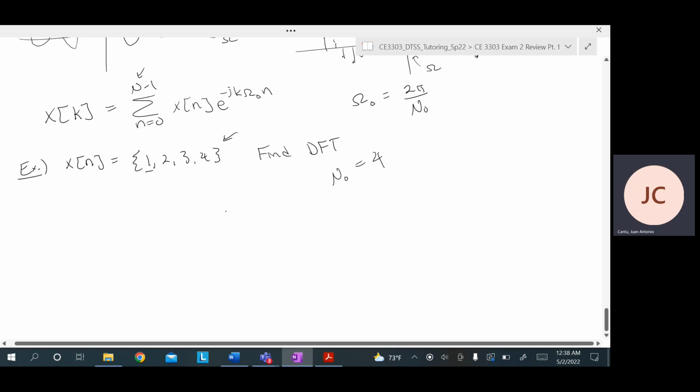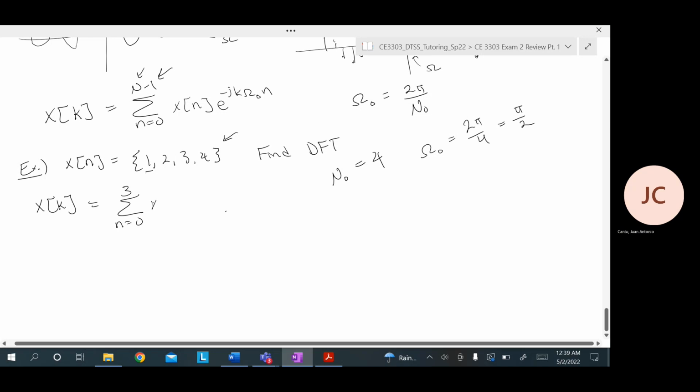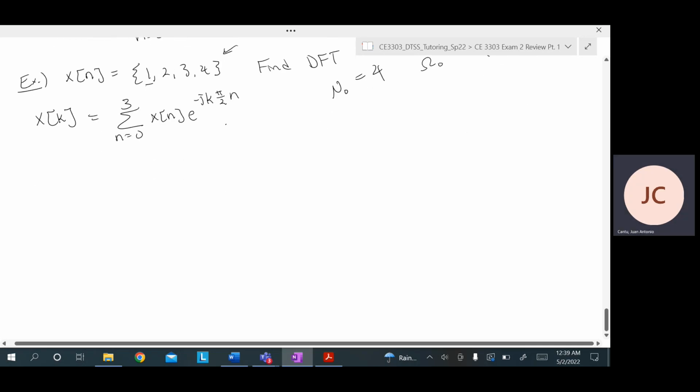So once we have our N naught, we have our upper limit for our DFT, and now we need to find our omega naught, our sampling frequency. So omega naught is simply equal to 2 pi over 4, which is equal to pi halves. Now we're going to say X of k is equal to the sum from n equals 0 to 3, 4 minus 1, of x of n e to the minus j k pi halves, our omega naught, times n. So this is how we're going to find our DFT.